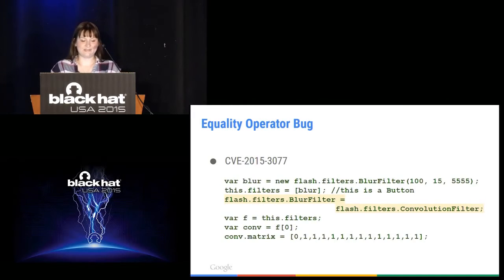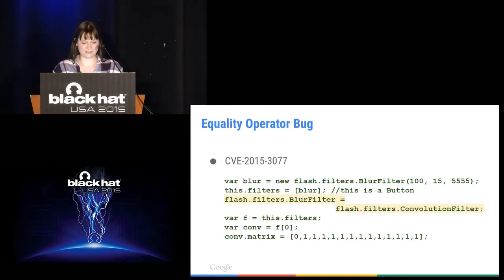So to give an example of this type of bug, I'm going to go through this bug in filter processing. And just as I start going through the bugs, I want to mention that these were all reported to Adobe, and they've all been fixed. And I really appreciate that they fixed these issues quickly. I'm not going to go through the history of every bug, but don't worry, they've all been fixed.